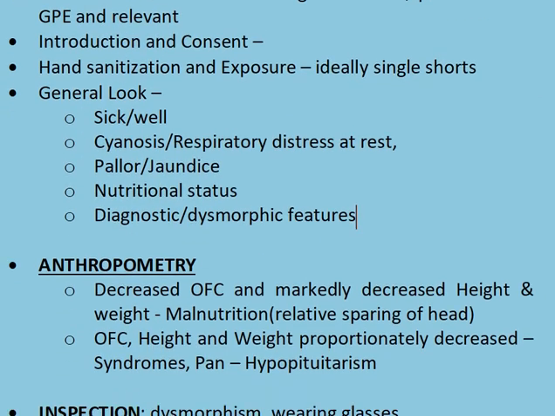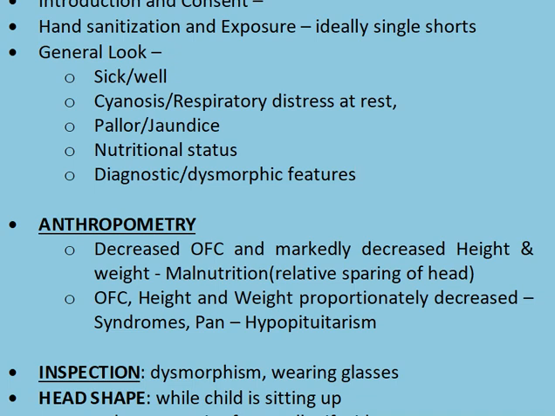After that, you do the anthropometry, where there will be a decrease of occipitofrontal circumference and markedly decreased height and weight. If all three are decreased, degrees of malnutrition are there, because of relative sparing of the head. If all three are proportionately decreased, there must be syndromes or panhypopituitarism.